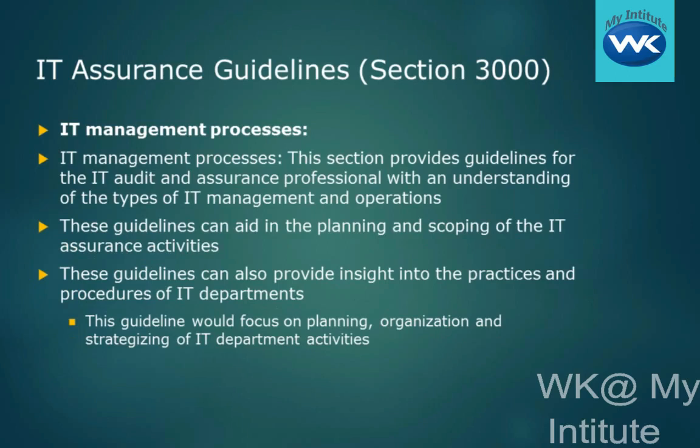Now, as we look at some of the other assurance guidelines, some things to think about under Section 3000 are things like the IT management processes. Now, that section is going to provide guidelines for the IT audit and assurance professional with an understanding of the types of IT management and operations they might find and work with. So, this gets us back to where I said there's no cookie cutter to say that every IT organization is the same or this is how it should run, right? And I take that template and move it over to a new company and say that's how it should run. That doesn't happen for us.